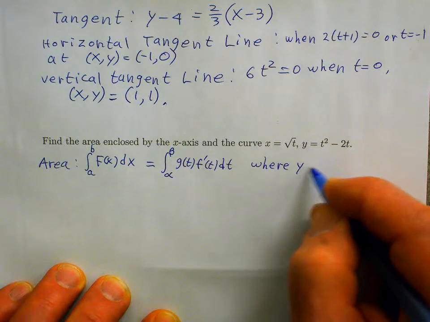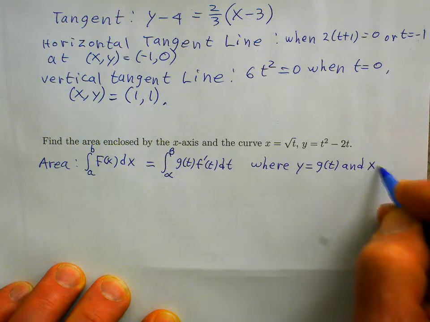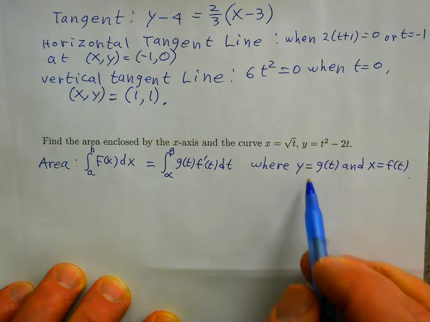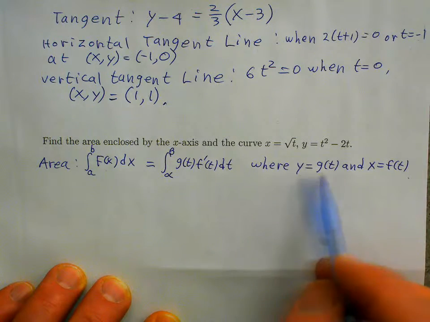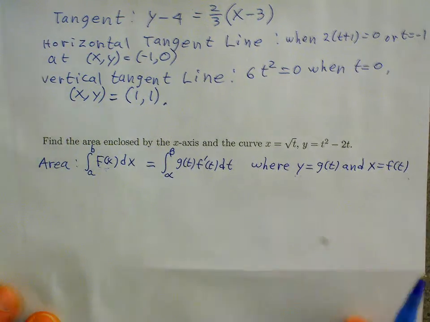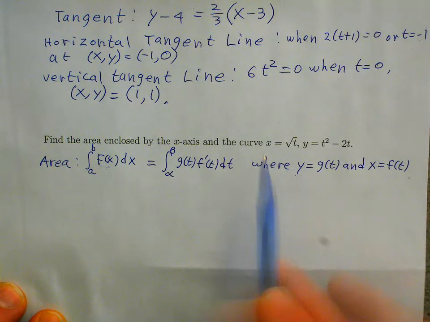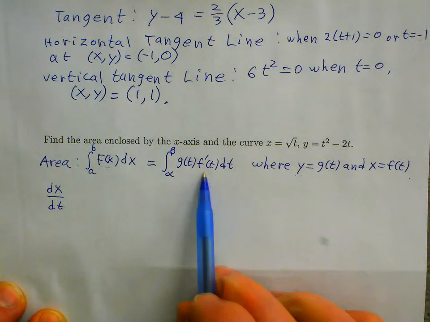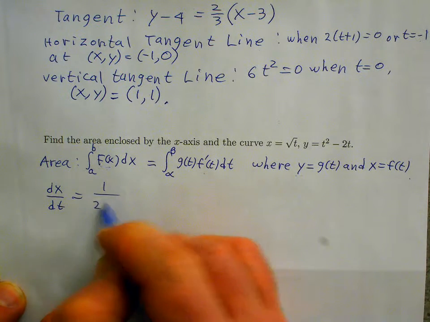So this is where y equals g of t and x equals lowercase f of t. And the connection between capital F of x and g of t is that each one of those is equal to y. Okay, so we need to find the derivative of x with respect to t, because that's what f prime of t is. So this is just 1 over 2 times the square root of t.